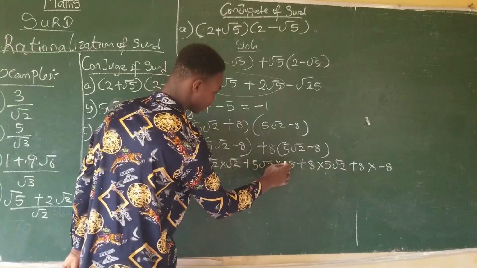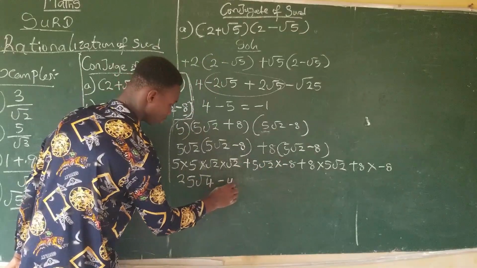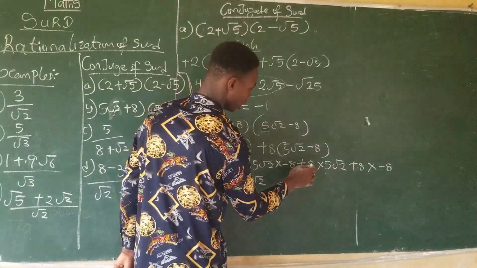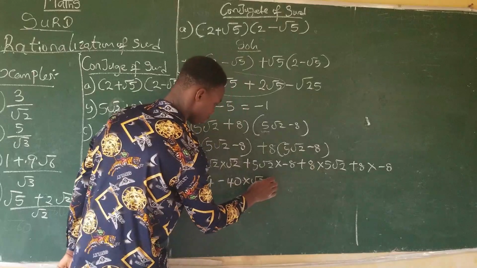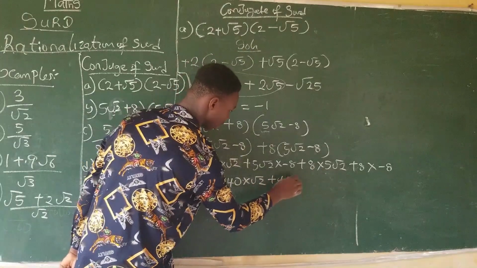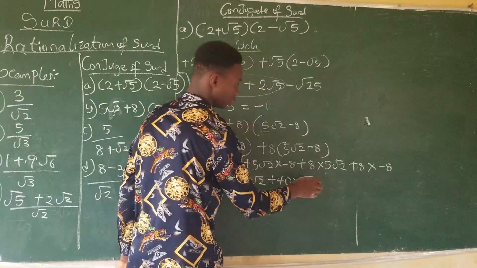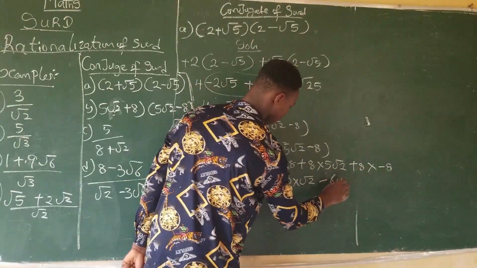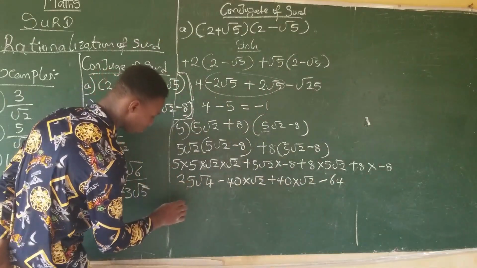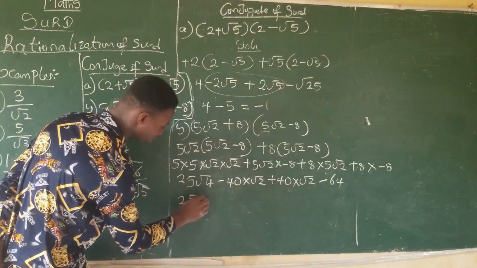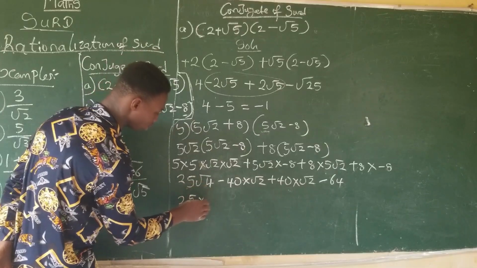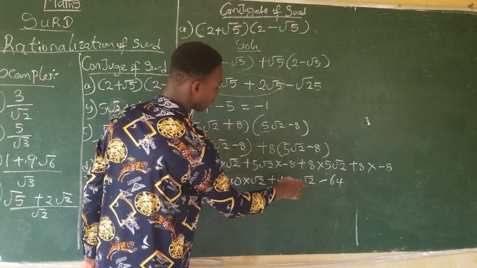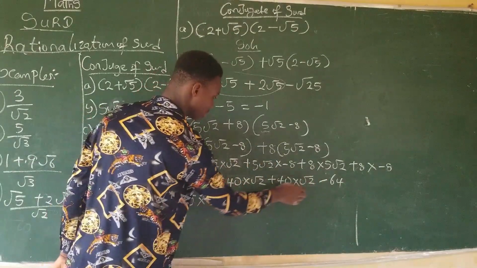5 times 8, we have it as minus 40 times root 2. 8 times 5, we have it as plus 40 times root 2. Here, plus times minus is minus. 8 times 8, 64. So from what we have here, we have 25 times the square root of 4, which is 2. Minus 40 times root 2 plus 40 times root 2. Everything you have here remains 0.